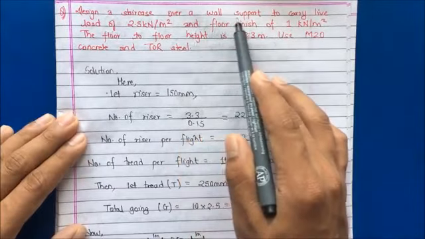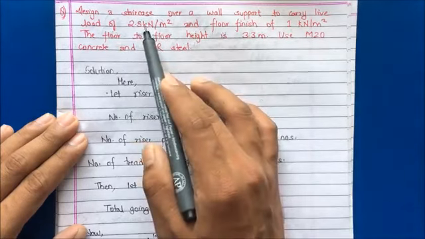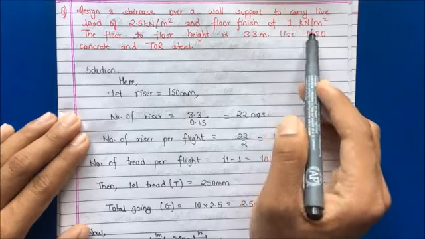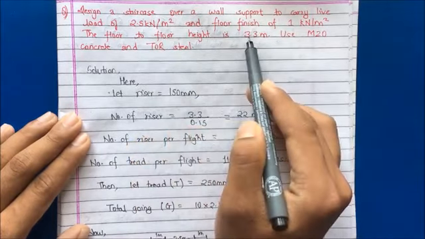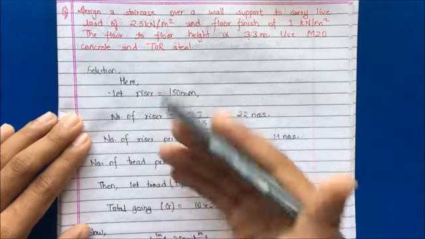Design a staircase spanning over a wall support to carry a live load of 2.5 kN per meter square and a floor finish of 1 kN per meter square. The floor to floor height is 3.3 meter. Use M20 concrete and Tor steel. So this is the first step.